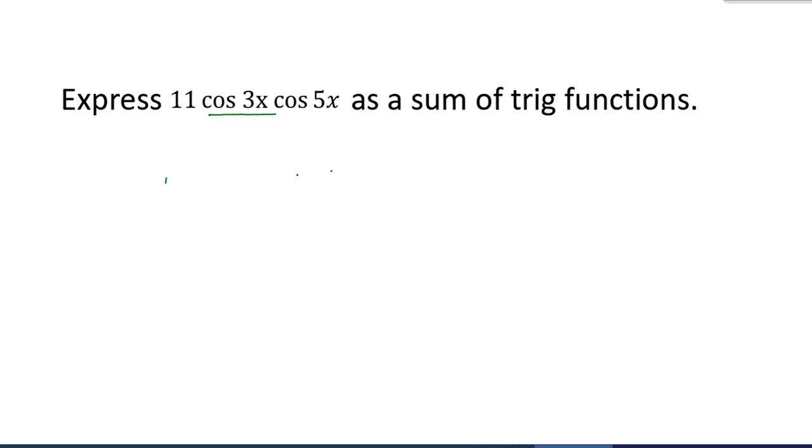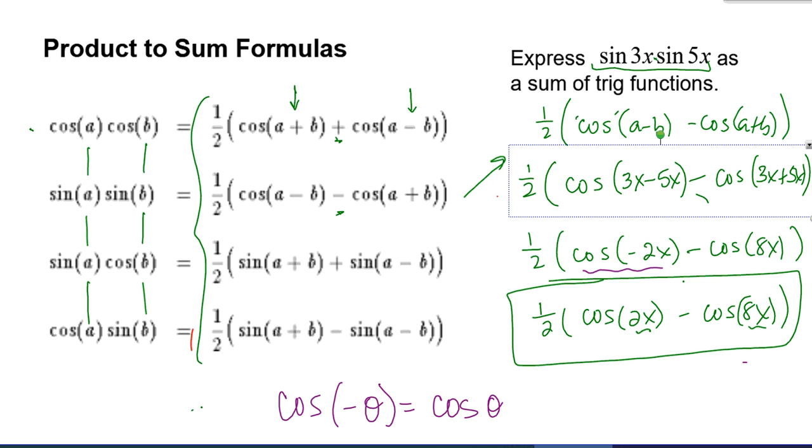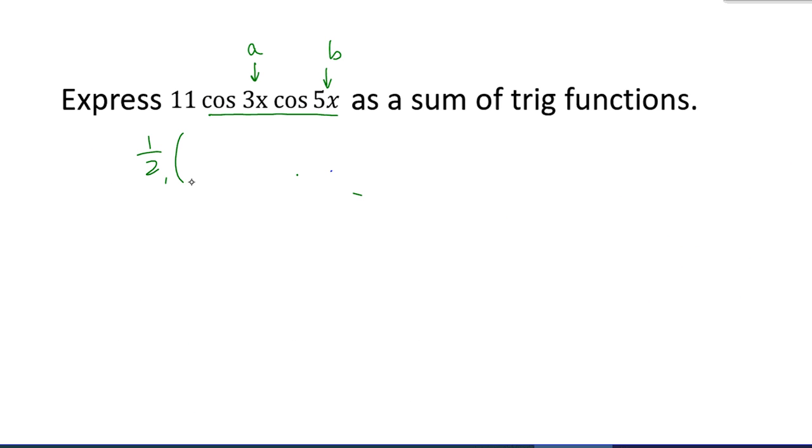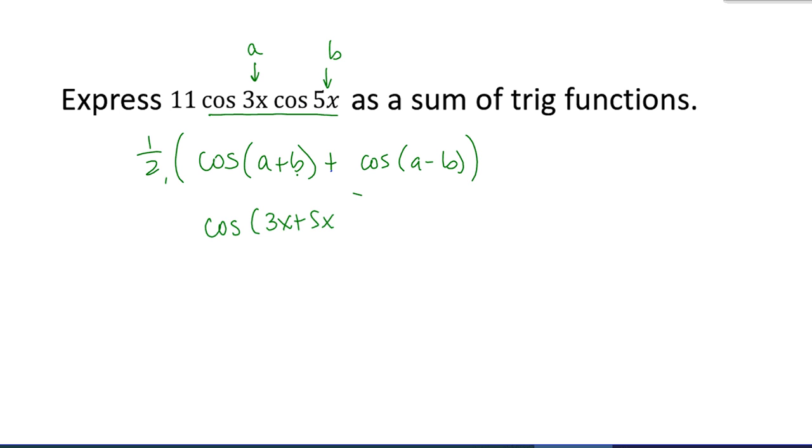Okay, next, cosine 3x times cosine of 5x. That's our A, and that's our B. So our formula says 1/2 cosine of A plus B plus cosine of A minus B. All right, plugging in what we got: cosine of 3x plus 5x plus cosine of 3x minus 5x, times 1/2.